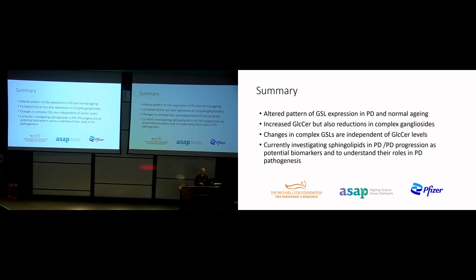So in summary, there are altered patterns of glycolipid expression in Parkinson's. And interestingly, these are just a more extreme version of what we see in normal aging in both rodents and in human. So we all have age-related declines in lysosomal function. We have age-related declines in sphingolipid degradation. And so levels of glycosphingolipids change as we age. And what's happening in Parkinson's is that that's just more extreme. So the loss of these enzyme activities is greater.